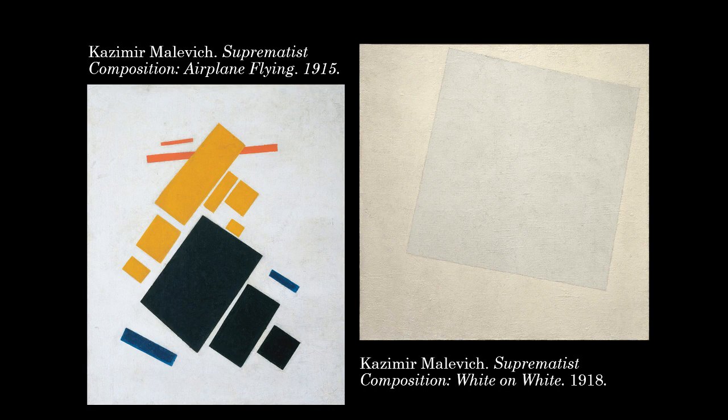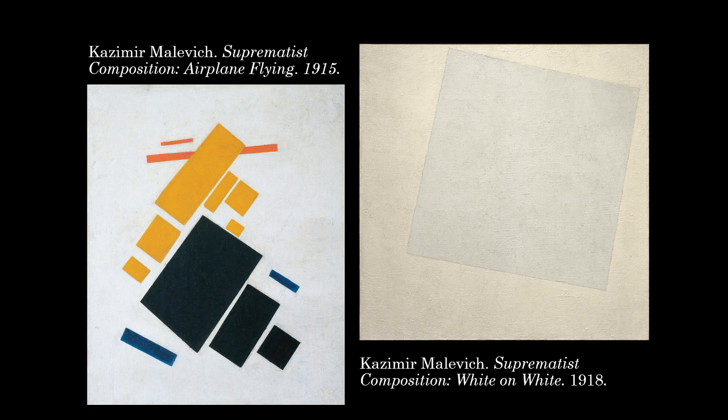In suprematist composition Airplane Flying, brightly colored shapes float in the white space in relationship to one another, though, and he believed that this art would be easily understood as the pure language of shape and color, to which viewers would respond intuitively. So what then is the viewer supposed to respond to in suprematist composition white on white?